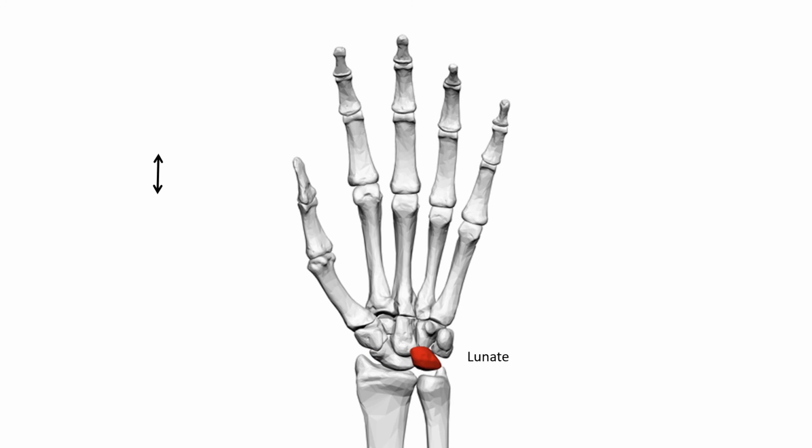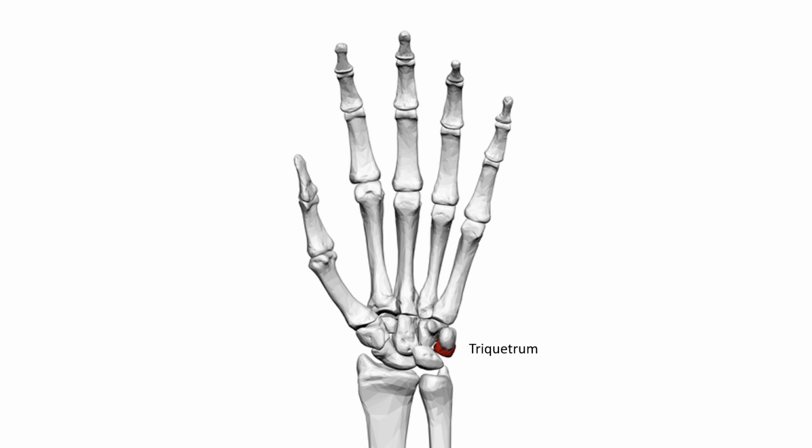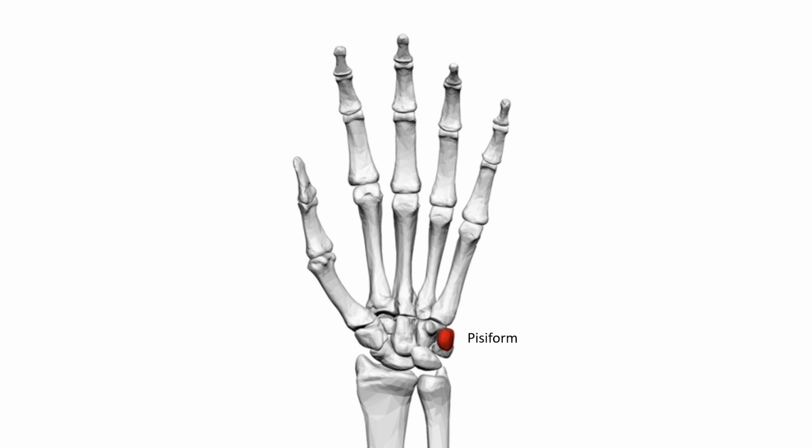Now, when we move medially, there is this red marked bone. It articulates with the ulna, and this is the lunate. Triquetrum and pisiform. Then now we go to the next row.